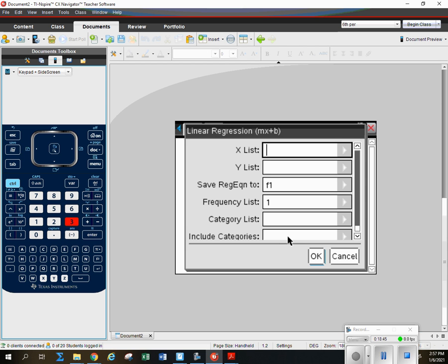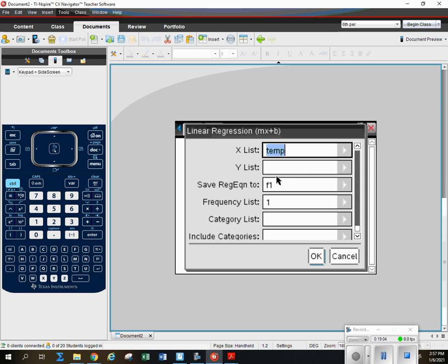Now we need to tell it what the x's and the y's are. The x column was our temperature column, and our y's were our chirps column. So we use our drop-down menu, and we say the x's need to be temperature. Calculator is always going to give you these in alphabetical order, so you have to think about which one is the right one. The y's need to be the chirps per second. And then always notice what it says next.